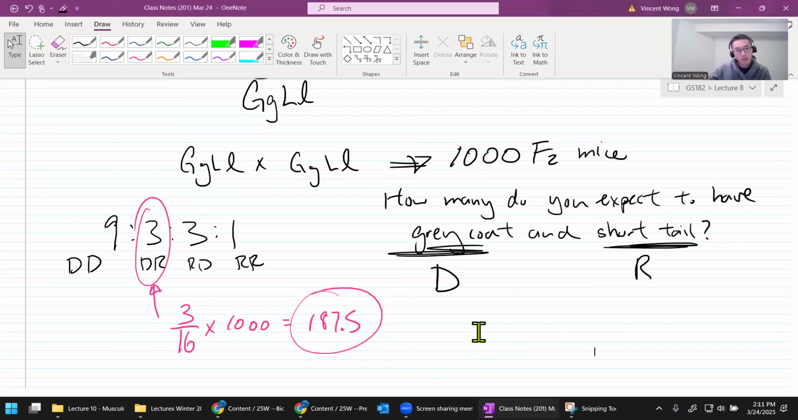Do you understand how to use the 9331? Okay, you can only use it if the parents are heterozygous for both traits. Otherwise you have no choice. You have to do the table.